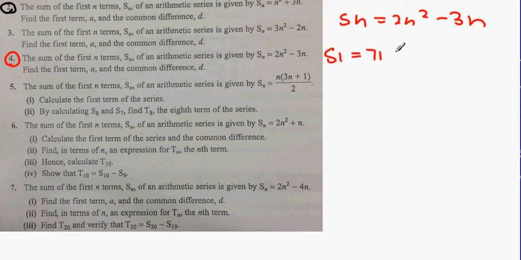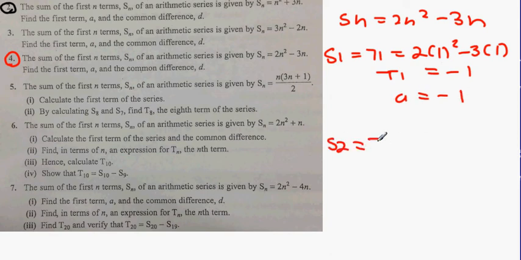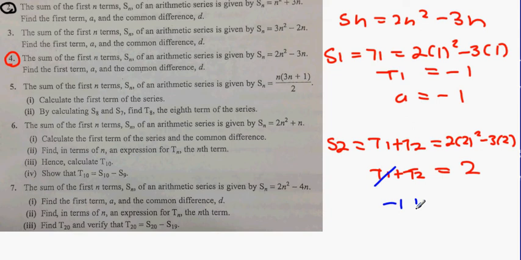So once again, S1 is the same thing as T1, which equals 2 times 1 squared minus 3 times 1, which equals minus 1. T1 equals minus 1, which is the same thing as A being equal to minus 1. S2 equals T1 plus T2, which ends up being 2 times 2 squared minus 3 times 2, which is 8 minus 6, which equals 2. Now we know that T1 plus T2 equals 2. Replace T1 with minus 1: minus 1 plus T2 equals 2. T2 therefore equals 3. So you bring the 1 over to your side, it becomes plus 1, makes 3. Okay, so that's question 4 done.